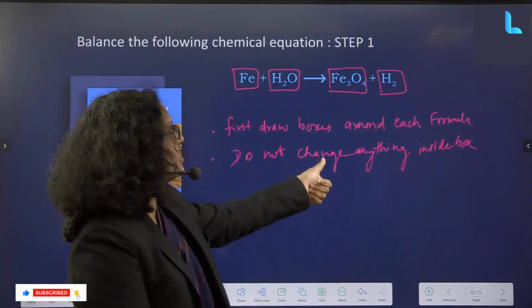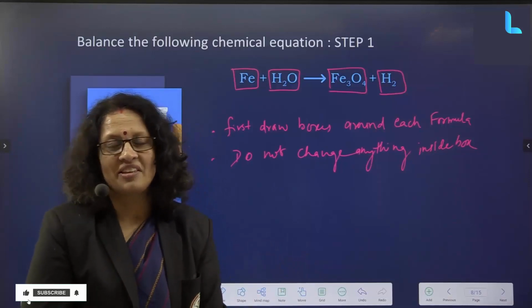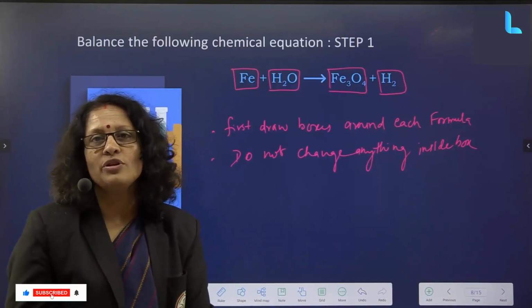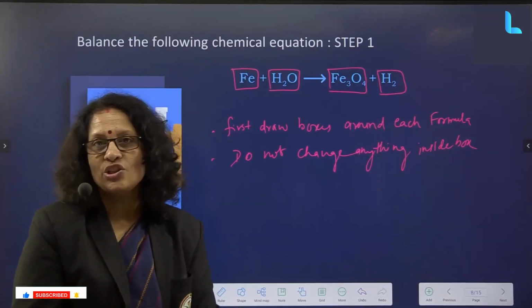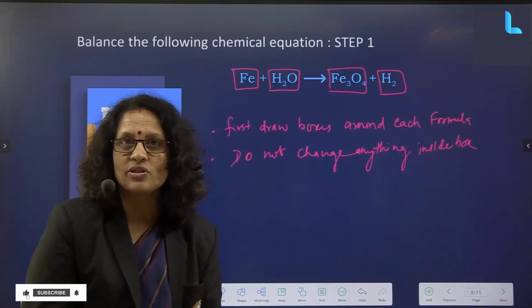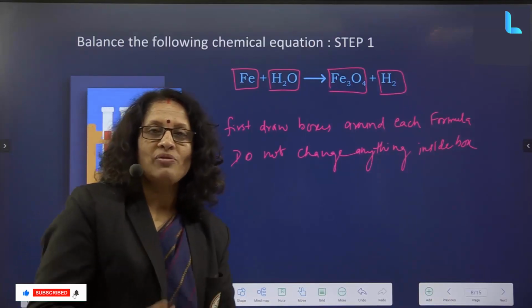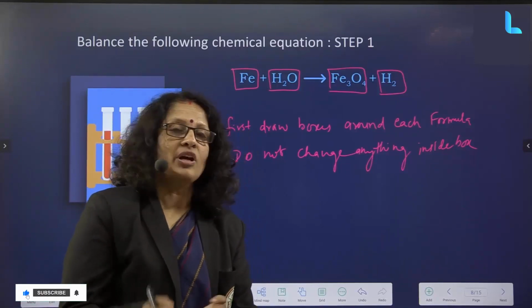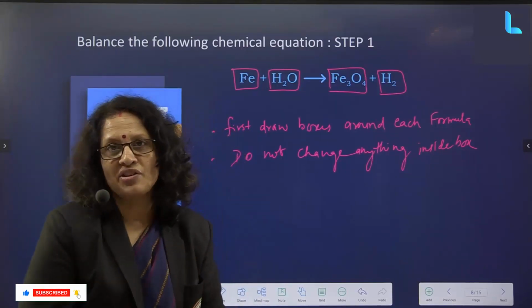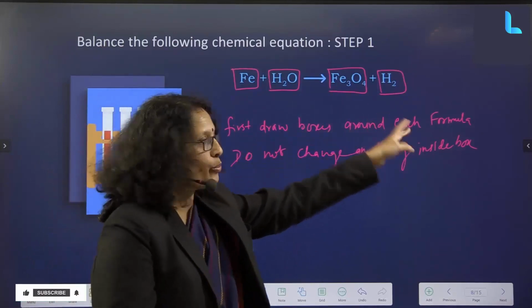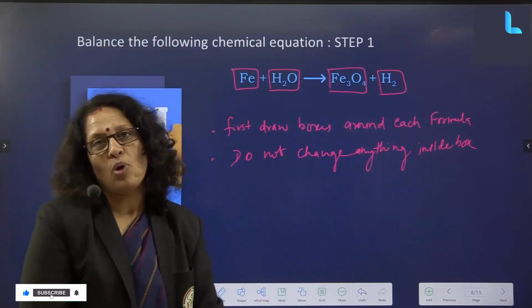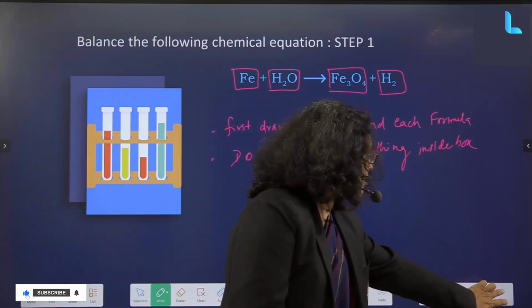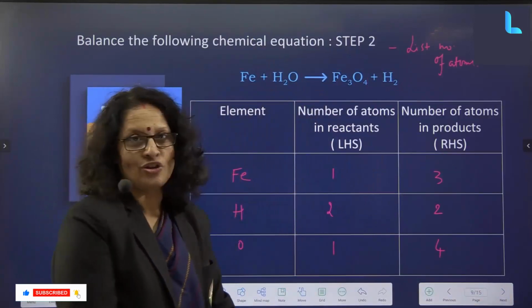After that, do not change anything inside the box. Inside the box, we should not change any formulae. We should not make any changes. Whatever exists, only by suitably multiplying the given number of atoms, we have to balance the left hand side and right hand side. So the first step is we have put all the 4 entities in a box. Now inside the box we will not make any changes.